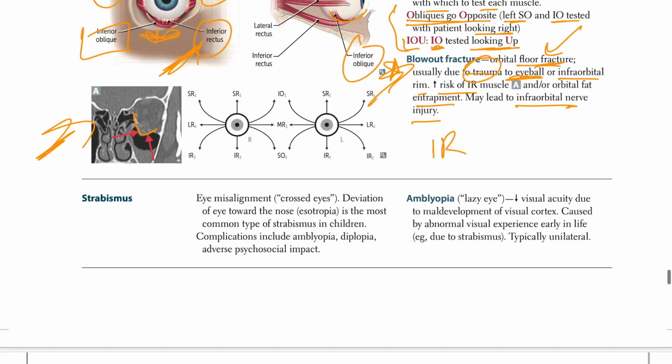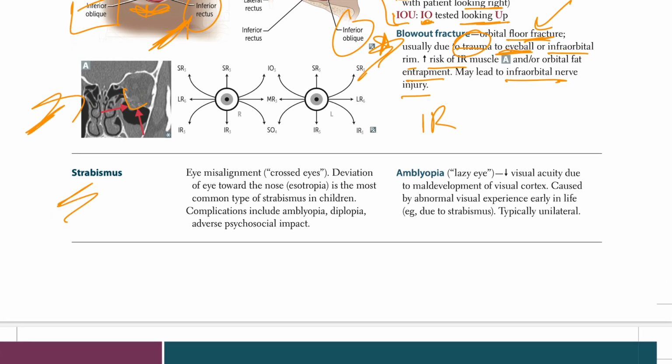Okay, now the next thing is called strabismus. Strabismus is all about misalignment. It is a deviation of the eye. So here's the eye, here's the nose. Now, when you deviate the eye towards the nose, it's called esotropia. It is the most common type of strabismus in children. Complications include amblyopia.